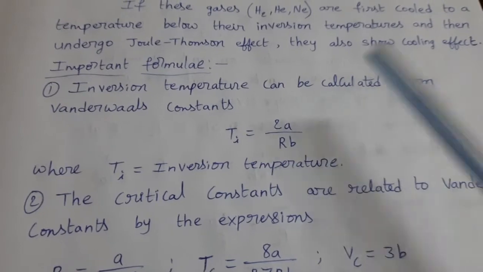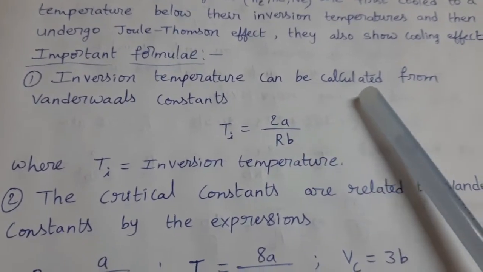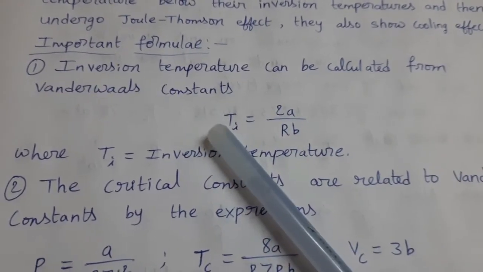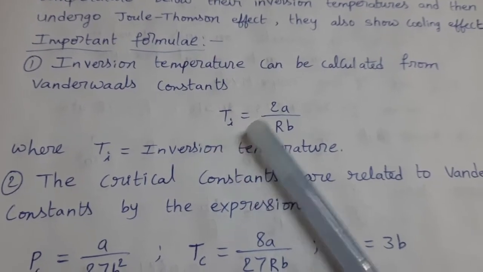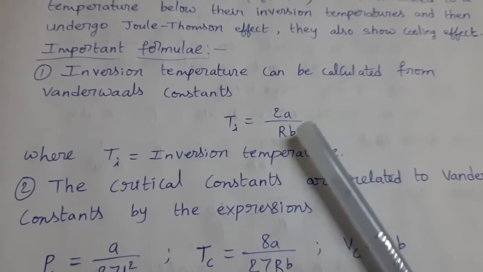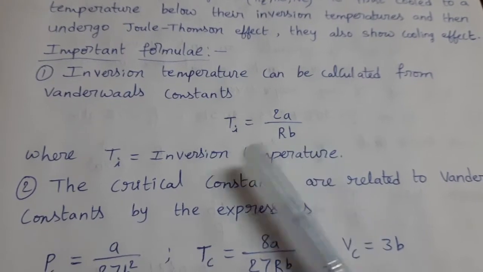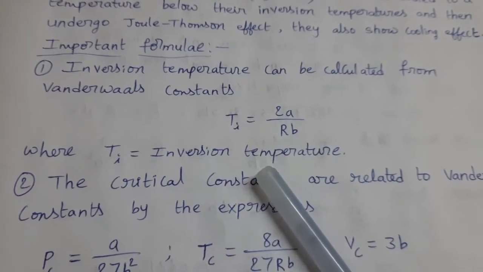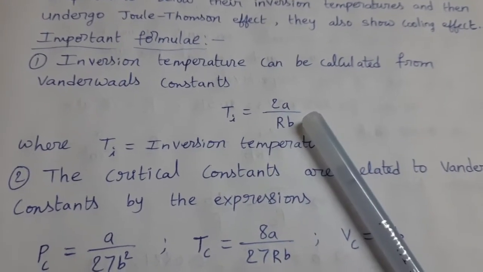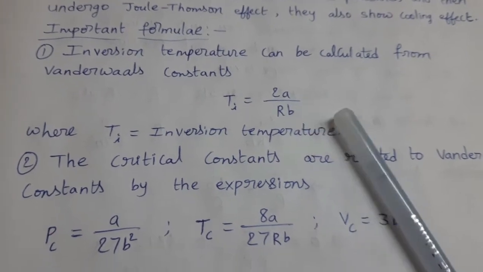First one is inversion temperature can be calculated from van der Waals constants: Ti equal to 2a by Rb. a and b are van der Waals constants. Ti is the inversion temperature. So remember carefully, based on these numericals we have to do.